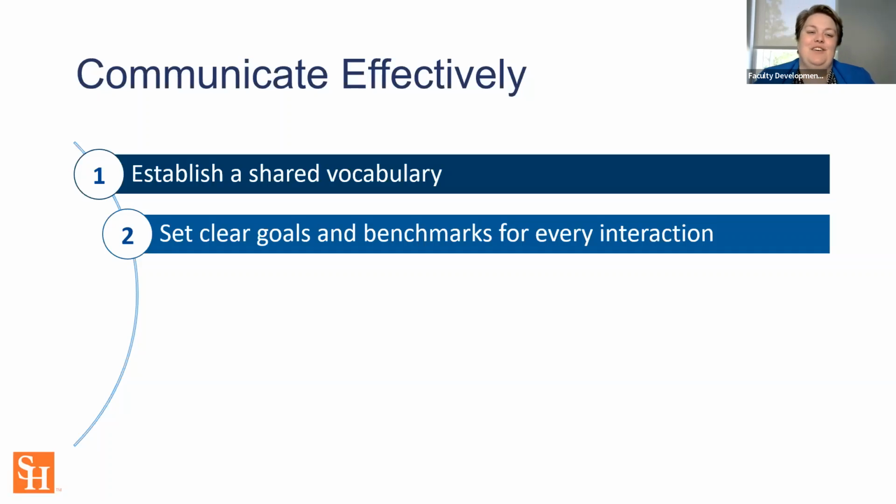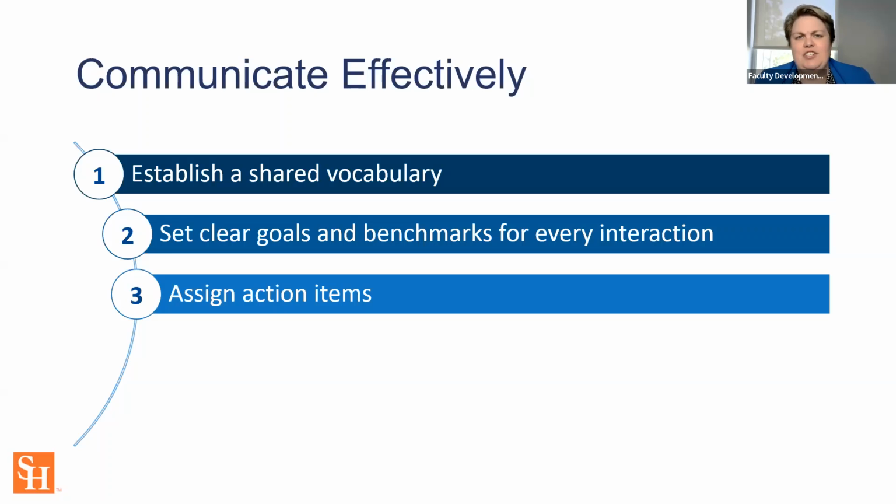And you need to set clear goals and benchmarks for every interaction. This is that piece that we talked about early on in adult learning, right? That adult learners work really well when goals and guidelines are really transparent for them. People can't achieve if they don't know what they're reaching for. And this is also an accountability measure for you. So it's like, how much should they be doing and for how long? And then set an action item. I love an action item.